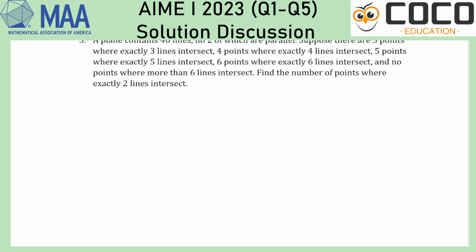So it means that I'm looking at all the intersection points and asking how many lines go through them. So some of them will have 2, some will have 3, some will have 4, some have 5, some have 6, but there are no more than 6. Now this is a very classic double counting question. A double counting question means that you are counting the same thing in 2 different ways. Now a plane contains 40 lines, no 2 of which are parallel. That means that every pair of lines will intersect.